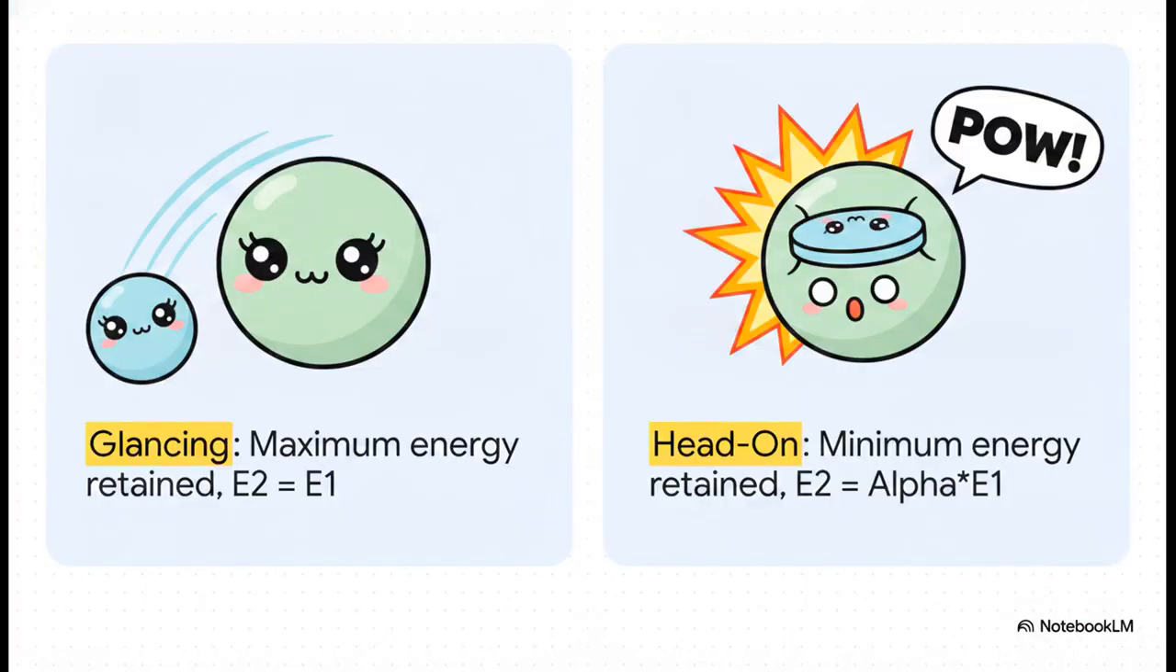These extremes are actually super clear when you break them down. If it's just a glancing collision, the neutron barely clips the target, right? So it keeps almost all of its energy. Here, E2 basically equals E1. But if we get a direct, head-on collision, that is where maximum energy transfer happens. The absolute minimum energy the neutron can drop to is determined by the Greek letter alpha. So E2 minimum equals alpha times E1. Essentially, alpha acts as the mathematical floor for how much speed a neutron can lose in one single, perfect crash.